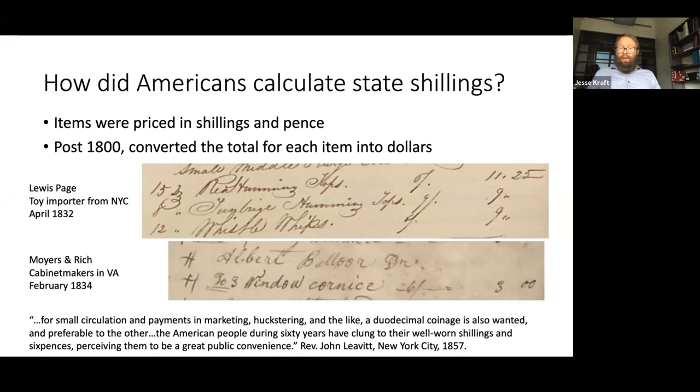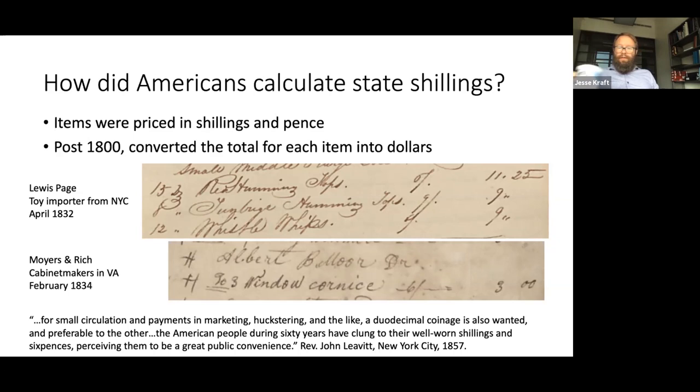1832. He was selling tops at 6 shillings each. So he purchased 15 dozen of them at 6 shillings. So if you take 15 times 6, you have $11.25. Same with the second listing for tops, 8 times 9 shillings equals $9, and the same with the last entry. So that's a specific example of New York shillings.